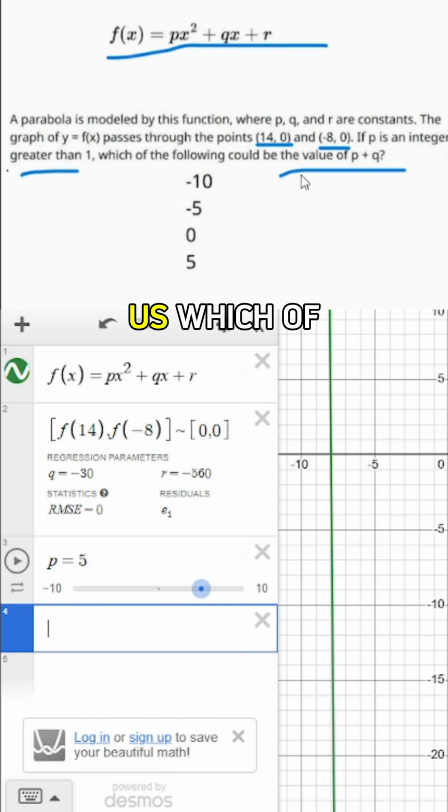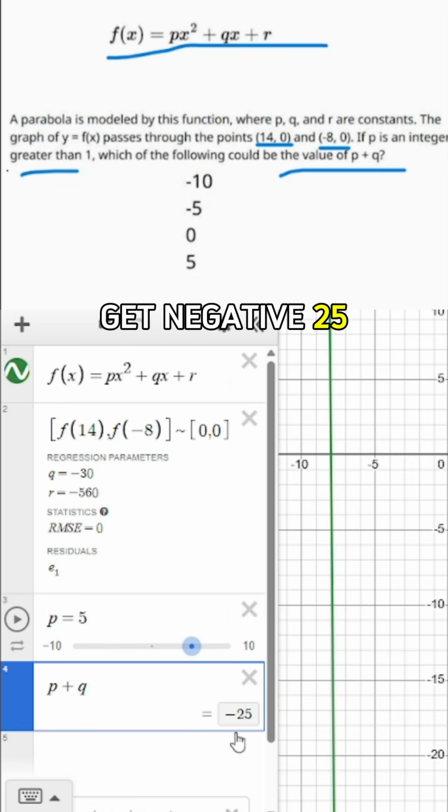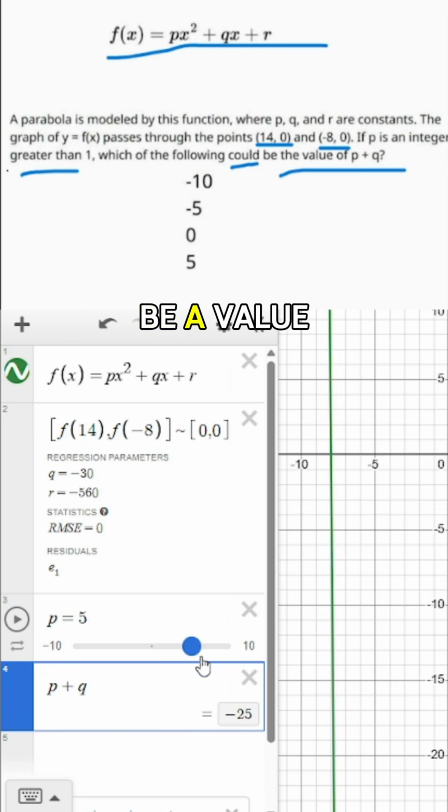The question is asking us which of the following could be a value of p plus q. So let's write p plus q, and we get negative 25. Now, as you can see, negative 25 is not one of the answer choices, but again, the question asks us what of the following could be a value of p plus q.